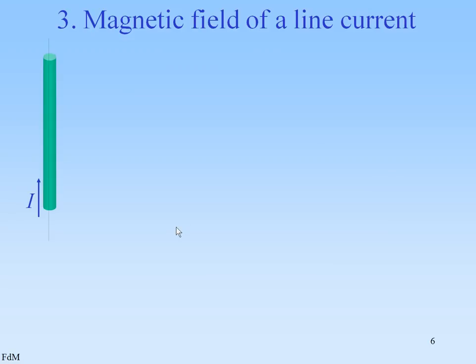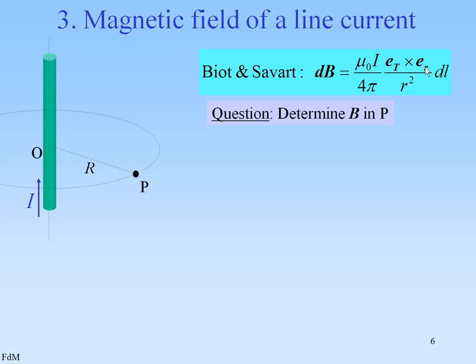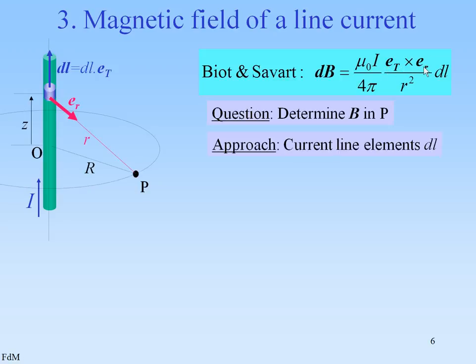Now the magnetic field of a line current. We have Biot and Savart: dB is mu naught times the current over 4 pi times et cross er, where et is in the direction of the current and er is in the direction of point P, as you can see here, over r squared. And the question is, determine B in P.